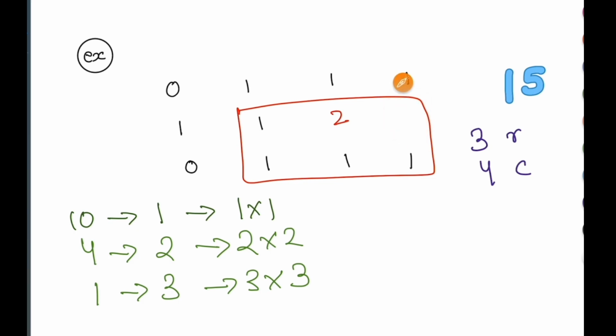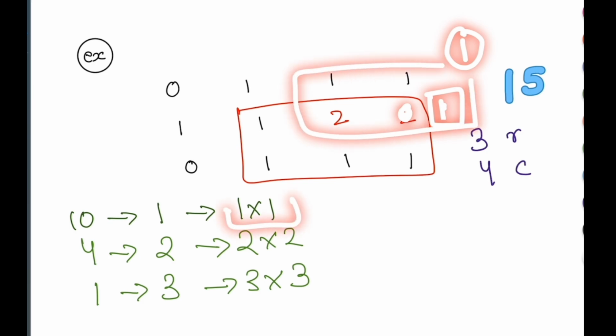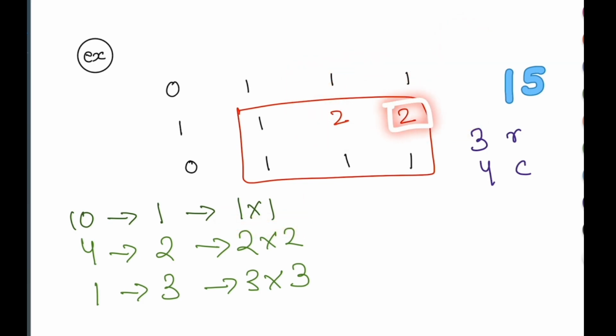So let me make it as 2. Now, when I say that this is a 2, it means that it is contributing to a total of 2 different square submatrices. It was originally 1, right? So one square submatrix will be the element itself of size 1 by 1, and one square submatrix of these 4 elements. Basically, we are just saying that this is the last element of our square submatrix. The last element means the last row, the last column.